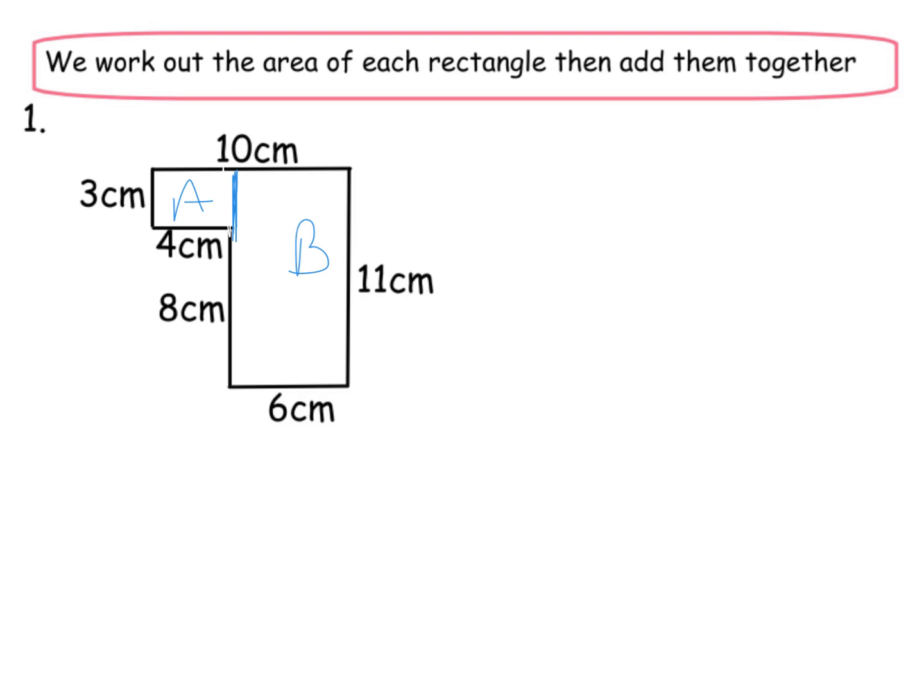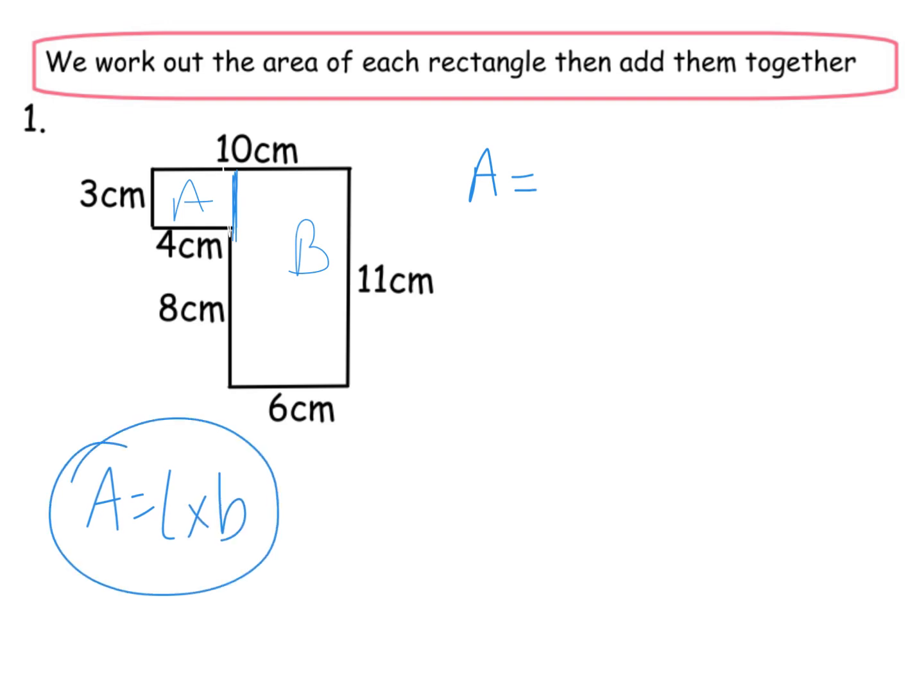Okay, so area A, here is how I'll lay out my working. I'll write area A equals, remember a rectangle is length times breadth. That's the formula I'm going to be using for all of these. The length and breadth of this little rectangle here is 3 by 4. Sometimes it's handy to trace it around with your finger or your pen a couple of times, because that 10 isn't actually part of that rectangle. So 3 times 4 is 12, and that's the area of the little one.